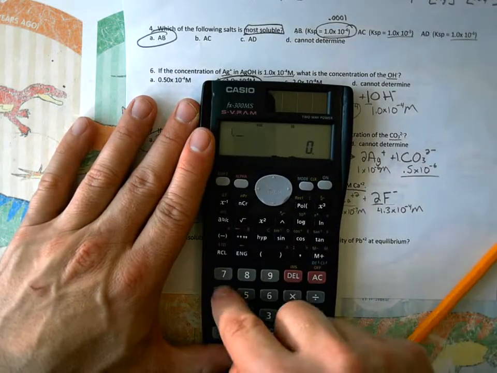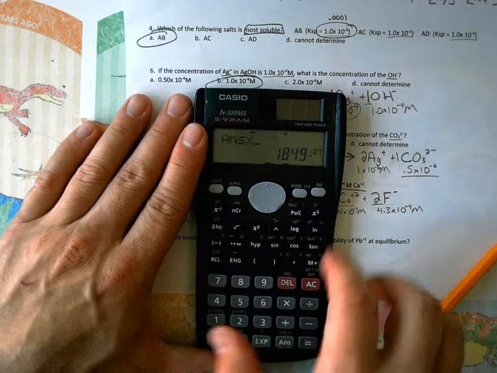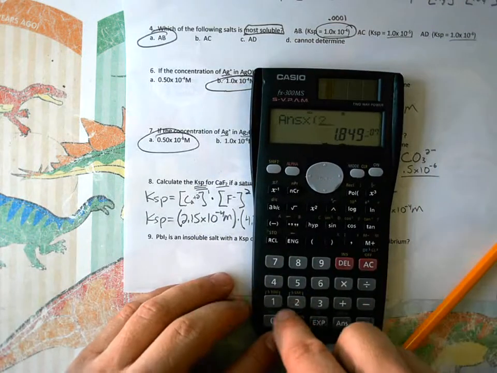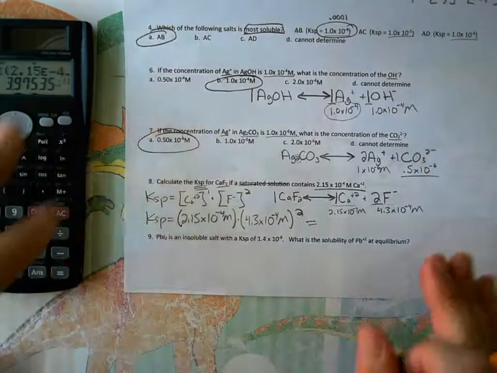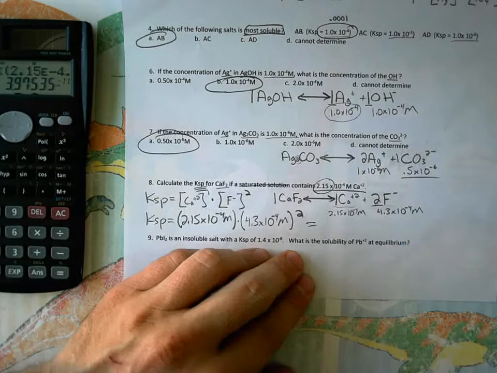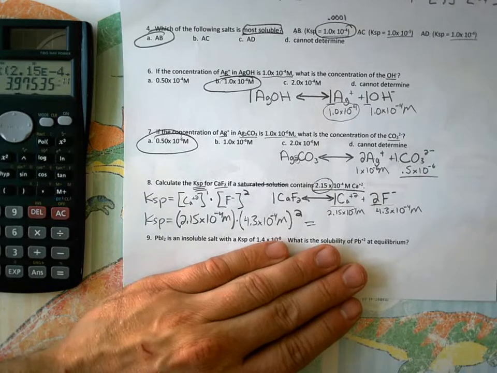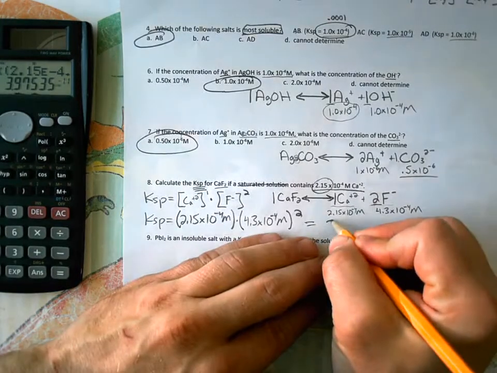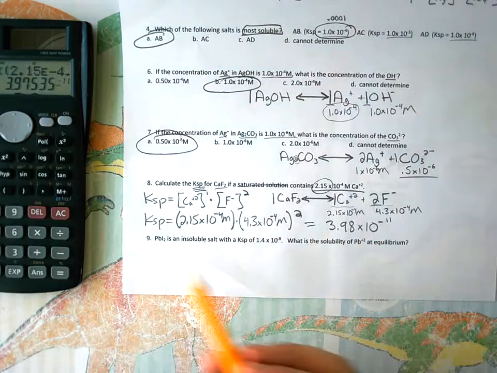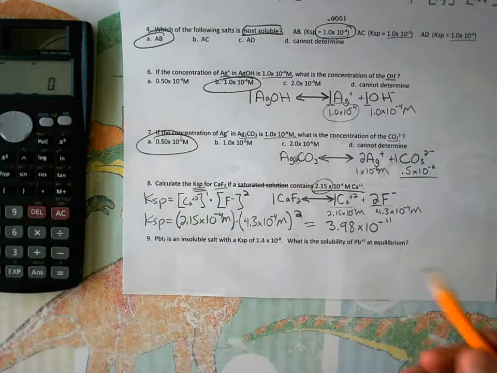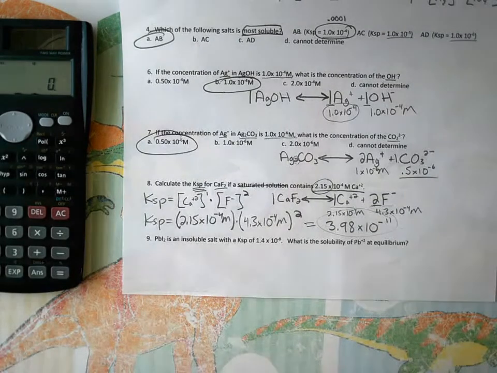So again, on the calculator, I would just go 4.3 E minus 4 squared times 2.15 E minus 4. And we get 3.97 and so on, times 10 to the negative 11th. I will not be giving you any distractors on quizzes and tests that have scientific notation or sig figs as the reason they're off. So we can just say, how about 3.98 times 10 to the negative 11th. And when we do KSP answers, we're not going to have units for KSP. This would just represent how many ions we have per how much solid.